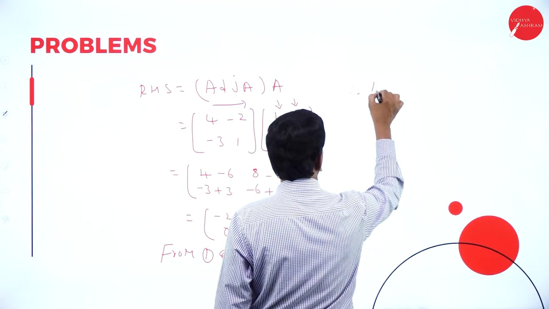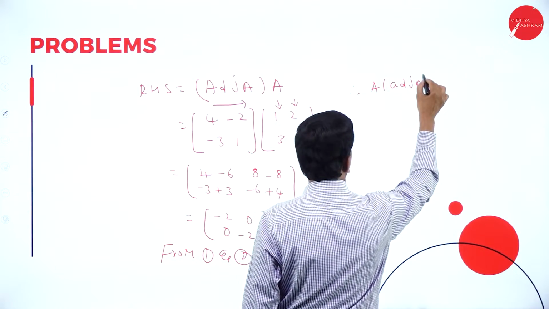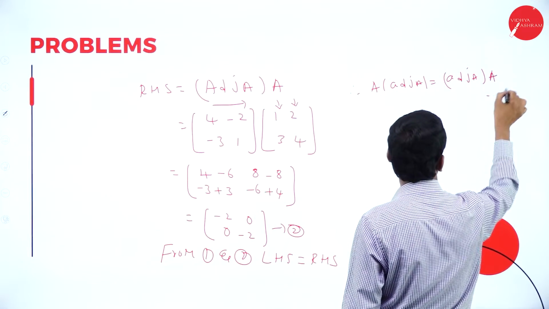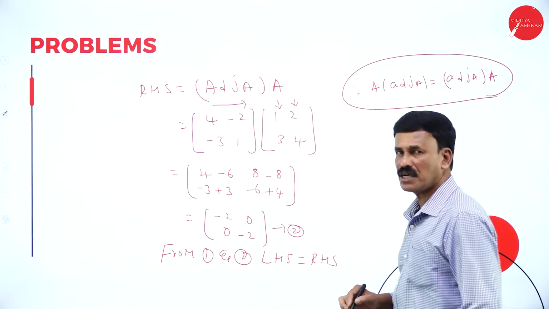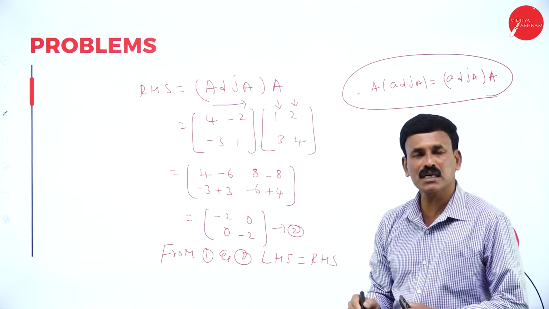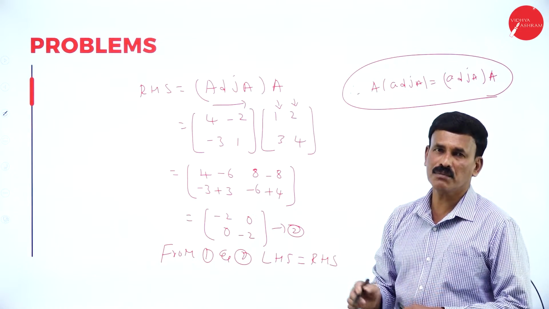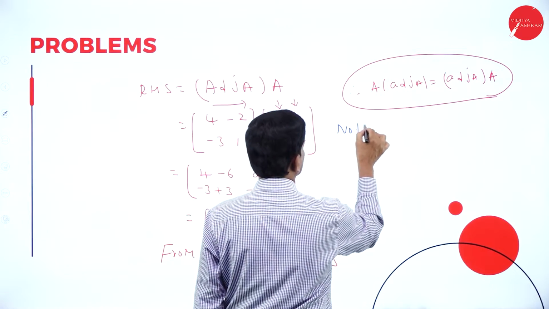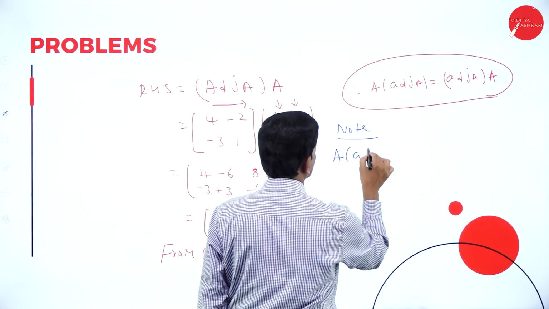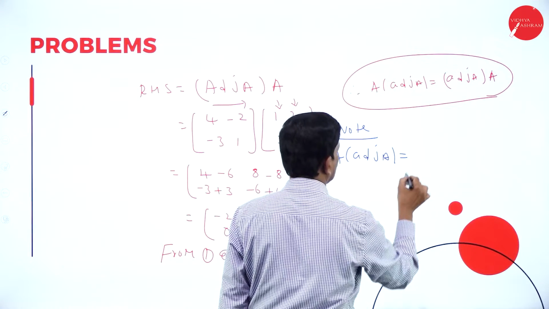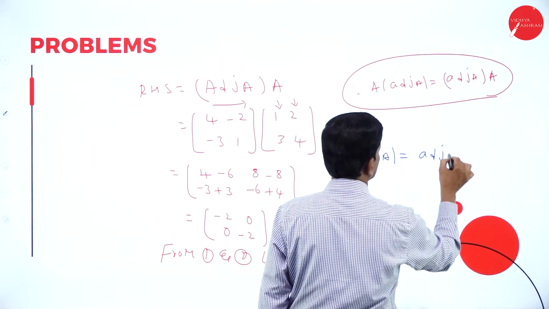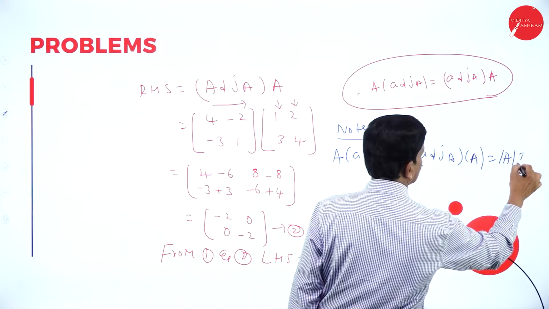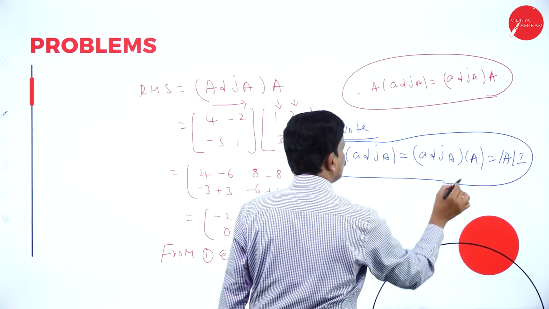So, therefore, A into adjoint of A is equal to adjoint of A into A. Any matrix and its adjoint, or adjoint and the matrix, are all equal. There is one more relation: A into adjoint of A is always equal to adjoint of A into matrix A, which is always equal to determinant of A into I.